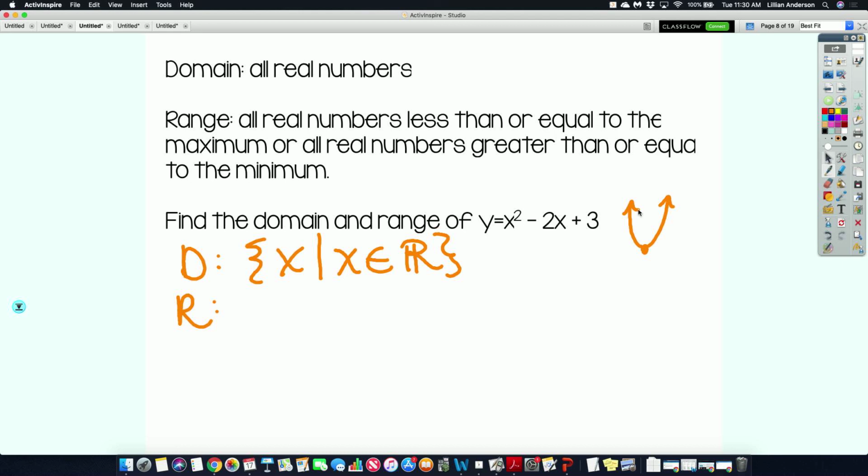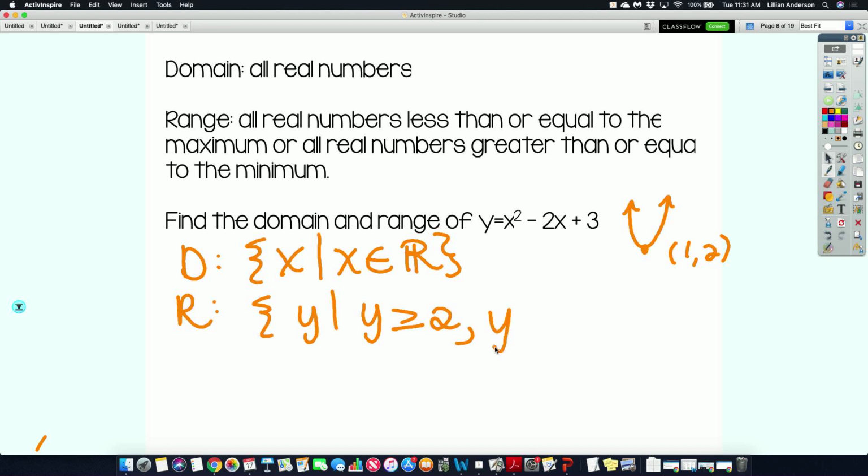The minimum value is the y-coordinate of the vertex. What was the y-coordinate of the vertex? 2. Because it was 1, 2. That was the vertex. So then the range is all real numbers greater than or equal to the minimum value. How do I represent all real numbers greater than or equal to the minimum value? Close. We're talking about range, so this has to be the y's. So we'll have y such that y is greater than or equal to 2.